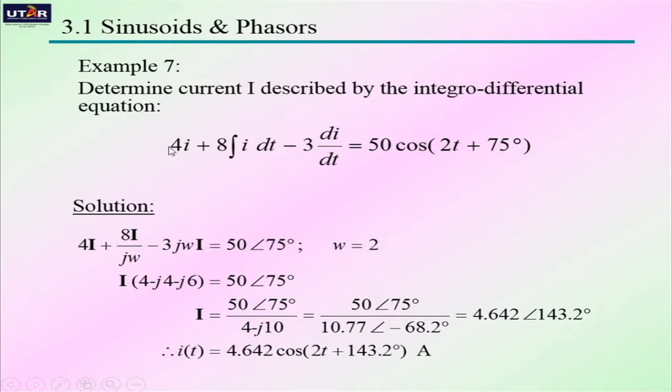So by changing the expression into phasor form, all we need to do is perform a simple calculation, and we will be able to get 4.642 magnitude 143.2 degree for the current. And in sinusoid form, it would be expressed as 4.642 cosine 2t plus 143.2 degree ampere.